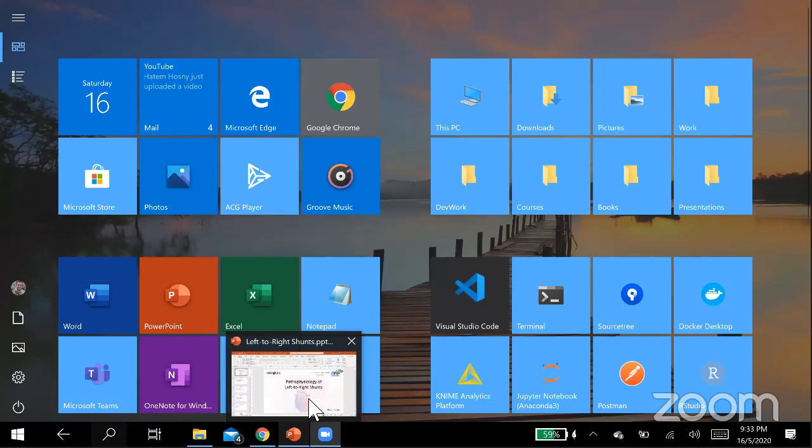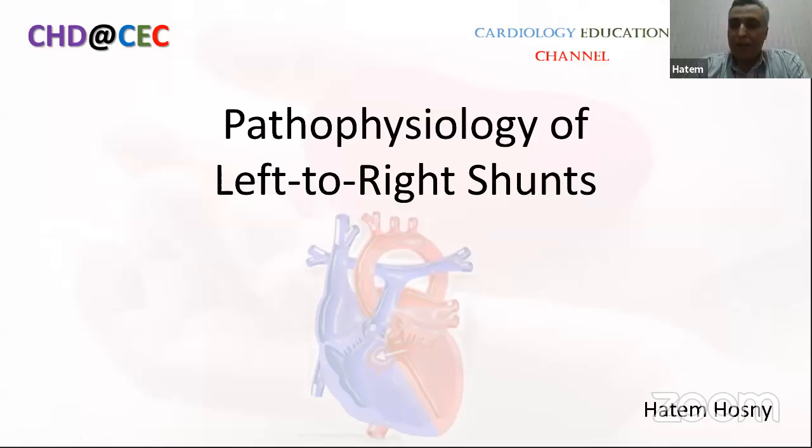Introduction, and I'm glad to be one of the team to present in this course. So this talk is rather an introduction to the rest of the disease. It's not a specific disease as such. We'll be talking about the pathophysiology of left to right shunts, and we'll probably be talking about general concepts so that we can move on with the course a bit easier.